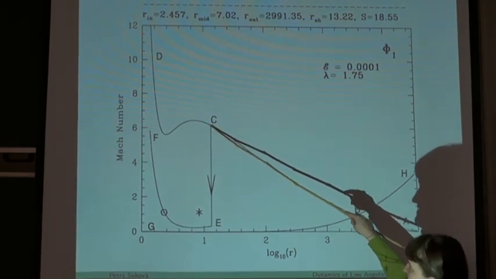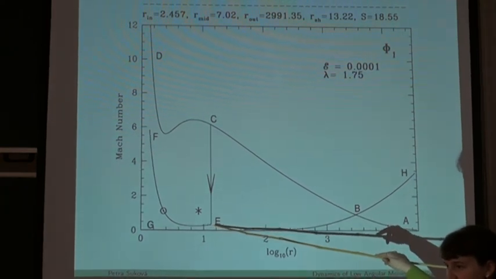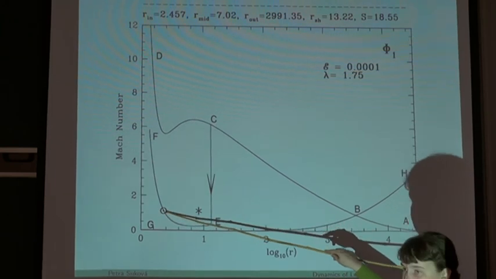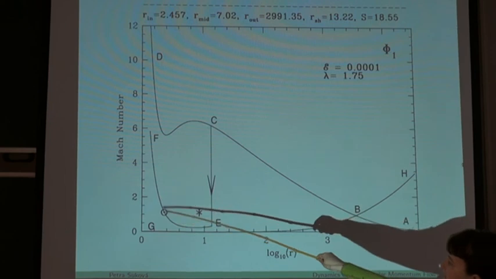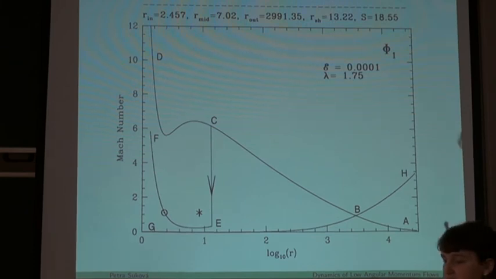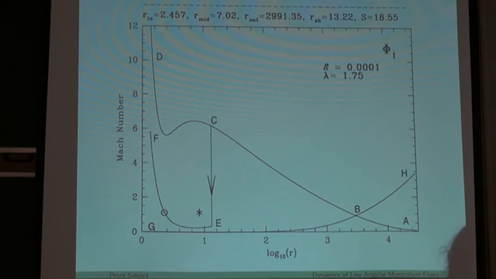So here it is supersonic, but now it jumps down to the subsonic region again and then goes smoothly through the second sonic point and becomes supersonic near the horizon. This is the possible shock existence in low angular momentum flow.